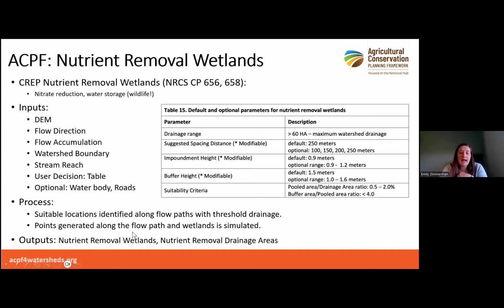So the process here is that all suitable locations are going to be identified along flow paths with the threshold drainage area. And then points are generated along that flow path, and then wetlands are simulated. The wetland has to meet the suitability criteria, so fall within the pooled versus drainage area ratios and the buffer versus pooled area ratios. So the outputs from this process are nutrient removal wetlands and then their drainage areas.